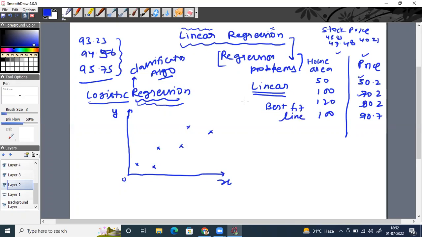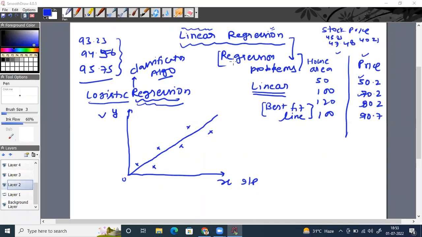The objective of linear regression is to find the best fit line which describes the relationship between the input variable and the output variable. Suppose this is my input variable, this is my output variable. So your objective is to find a best fit line which describes the relationship between these two variables.